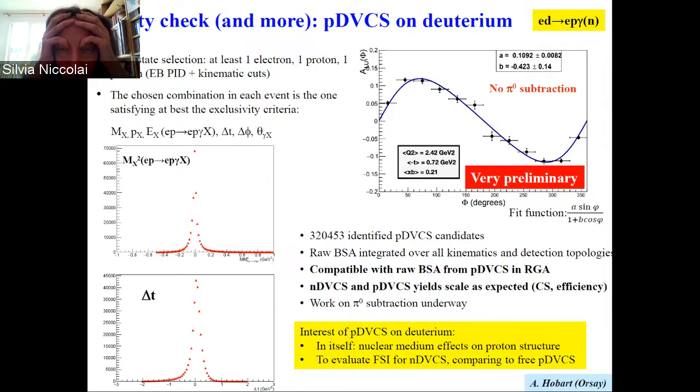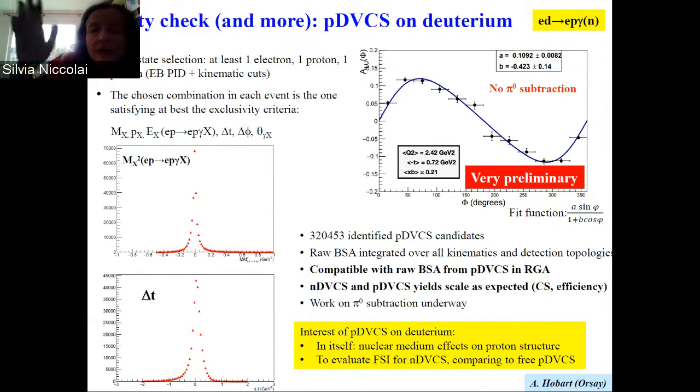And it's also an important channel in order to evaluate the impact of final state interaction for NDVCS. We can use proton DVCS on deuteron and compare it to the PDVCS on free proton and have an idea of what the final state interactions in deuterium are and use them to correct NDVCS.